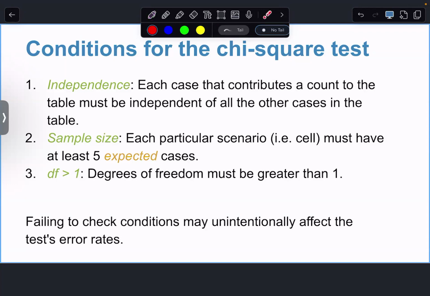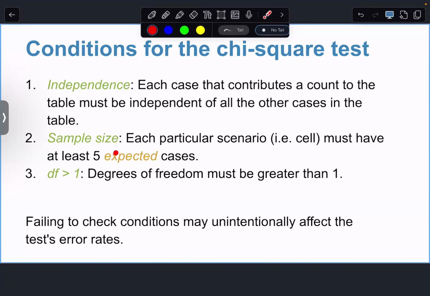So then, switching over to the chi-square test, this is kind of breezy. For independence, each case that contributes a count to the table must be independent of all the other cases. Fair enough. Especially if we're rolling a die, we can assume the rolls are independent of each other. Rolling a 6 doesn't affect the probability of rolling a 6 again, so by definition, they're independent.